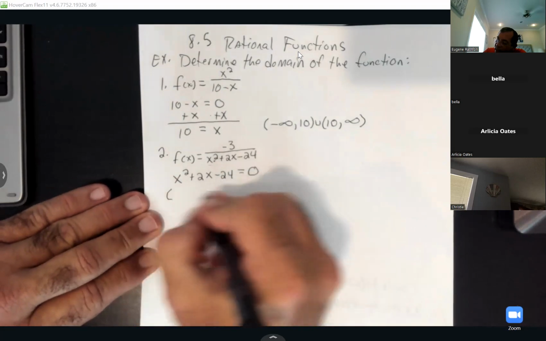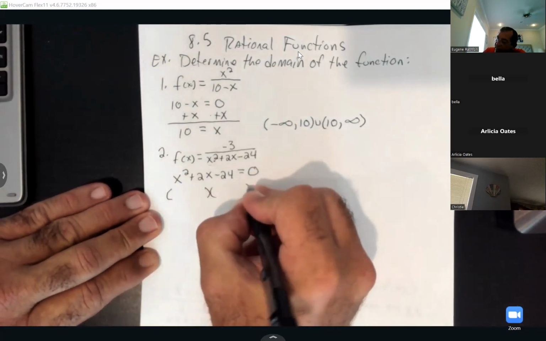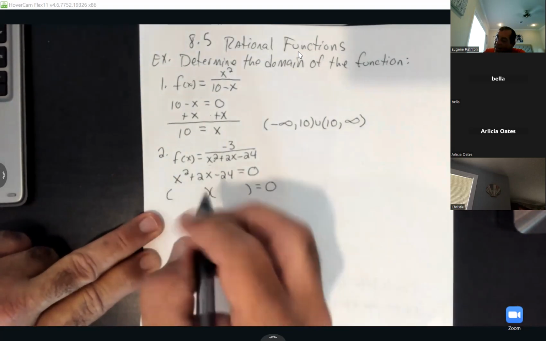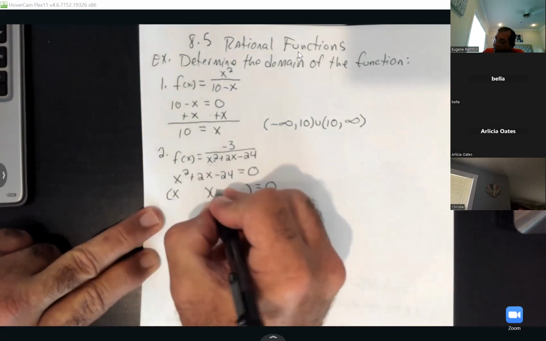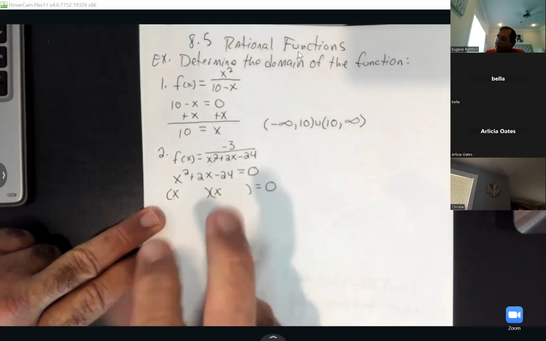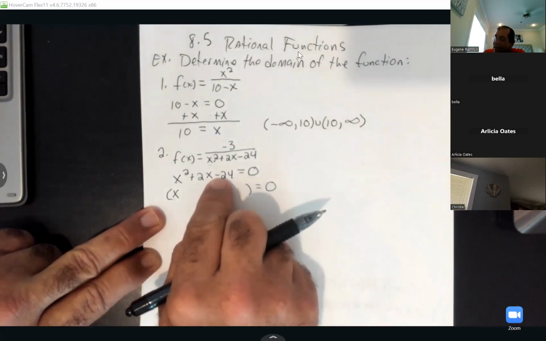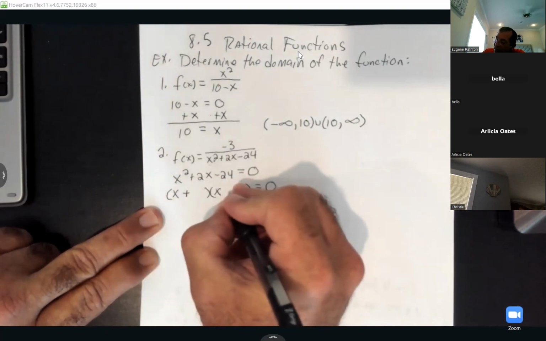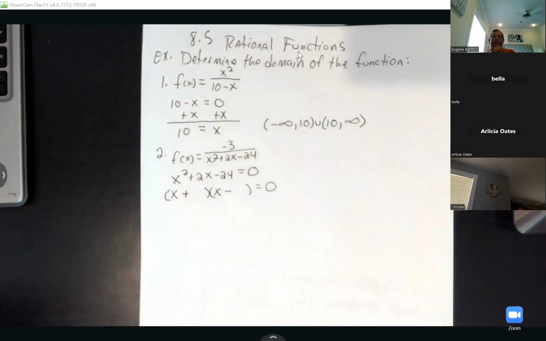Then we're going to set it up for factoring. So the x squared puts an x in front of both of these. Now watch this. This last number is negative. So when the last number is negative, one factor is positive, one factor is negative.